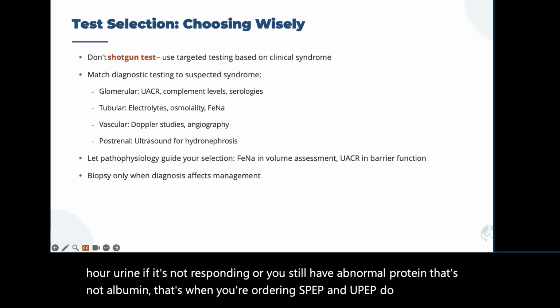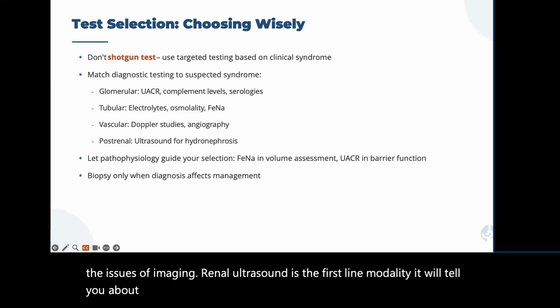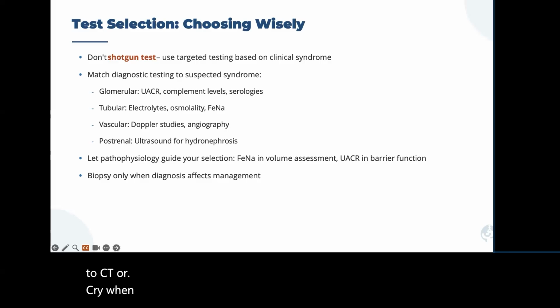Do not neglect the issues of imaging. Renal ultrasound is the first line modality. It will tell you about the kidney structure, hydronephrosis, obstructions. If you need to, CT or MRI when you suspect stones, masses, cysts, or vascular abnormalities.